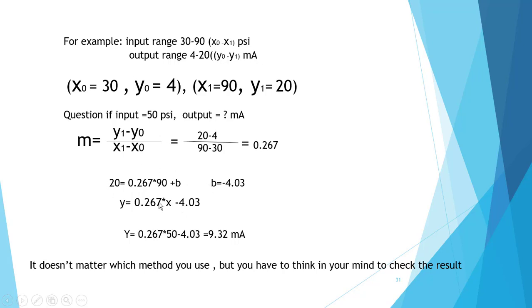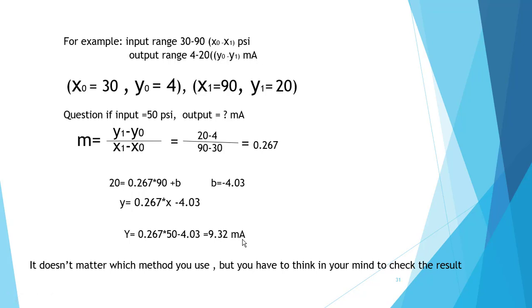Yeah, we use the formula and got b equal to minus 4.03. Then we create this formulation: y equals 0.267 times x minus 0.3. Then we put the input x as 50 psi, and we got y equal to 9.32 mA.